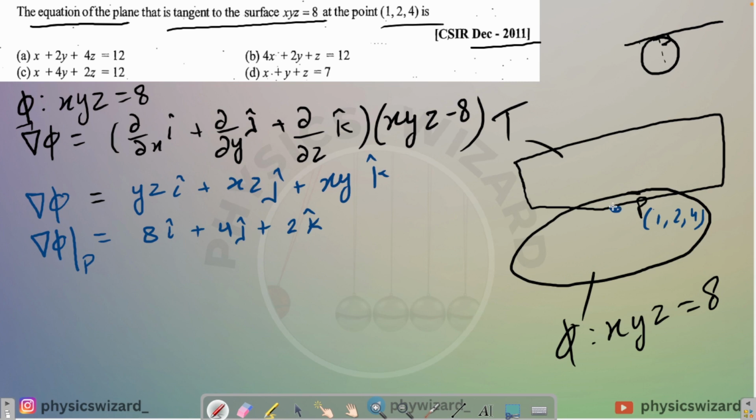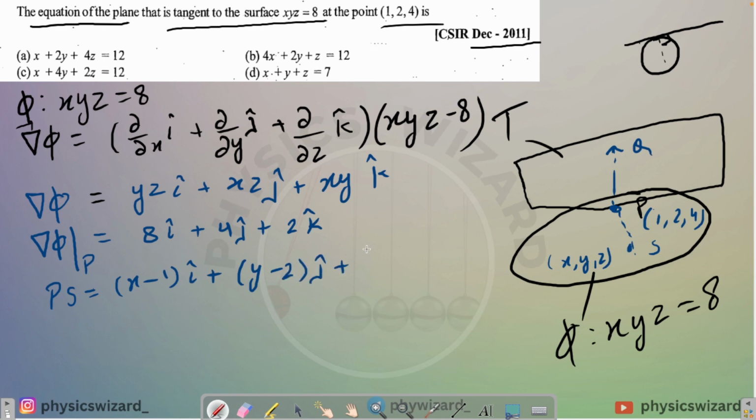Now, to visualize the condition, let's suppose this is the equation of this vector. This is perpendicular to this plane. Now take another point, suppose this is the point Q, and take another point S. Now find the equation for the line PS. Let's suppose the coordinate of S is (x, y, z). So from simple mathematics we can calculate PS equal to (x minus 1) i cap plus (y minus 2) j cap plus (z minus 4) k cap.